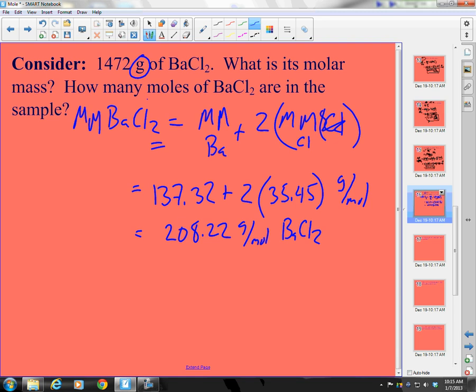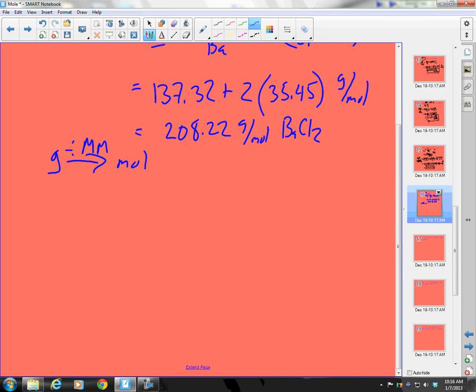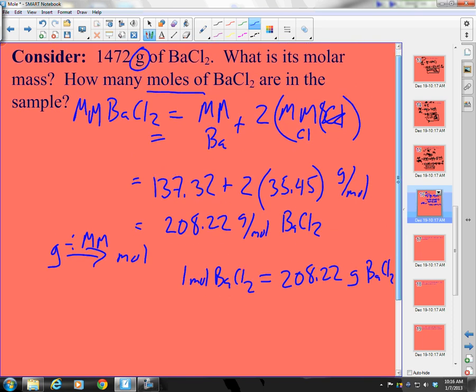So how many moles? How do I get moles? What do I start with? Grams. I go from grams to moles. That means I'm going to divide by molar mass. Now, that's the equation approach. If I use dimensional analysis, I know that 1 mole of barium chloride equals 208.22 grams of barium chloride. That's my equality.